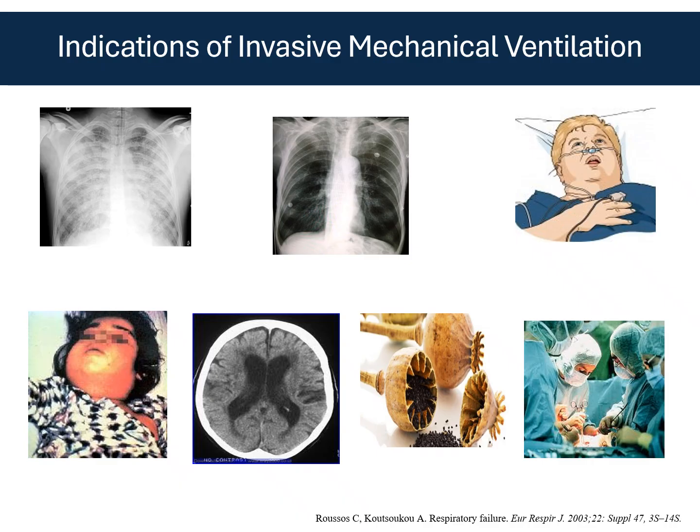Sometimes for threatened airway, rarely patients can present with poisoning or toxin related indications like opioids, which can cause obtunded sensorium. And commonly, we also use invasive mechanical ventilation in the post operative period.